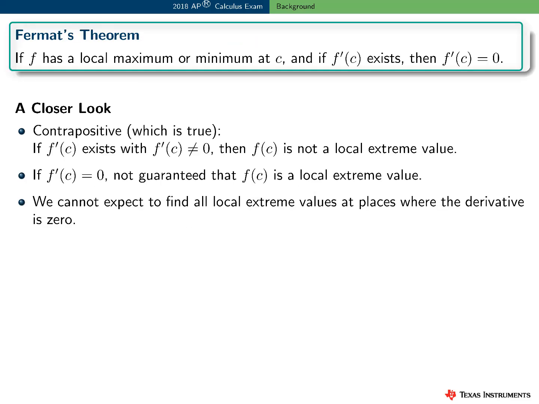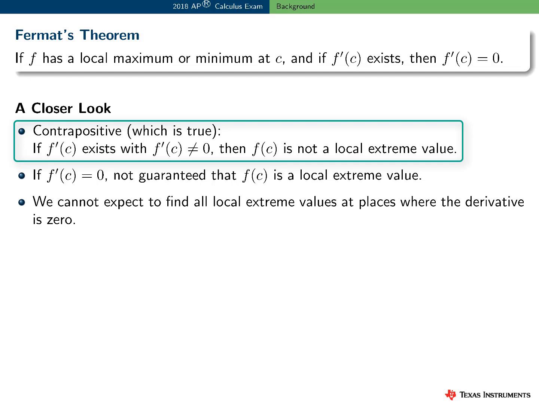For a differentiable function, the tangent lines are horizontal at the local maximum and minimum points, and each line has slope 0. Therefore, f prime is 0 at these points. Fermat's Theorem says this is always true for differentiable functions. It says if f has a local maximum or minimum at c, and if f prime of c exists, then f prime of c is equal to 0.